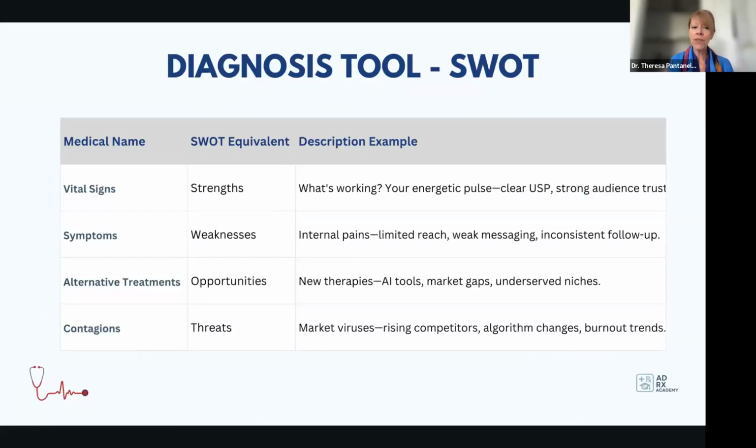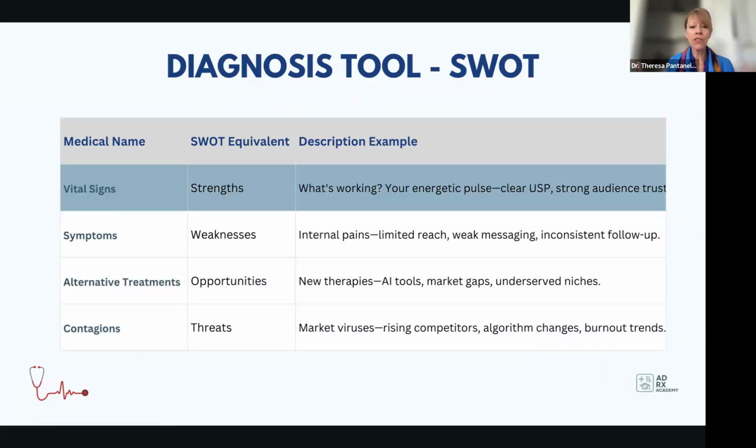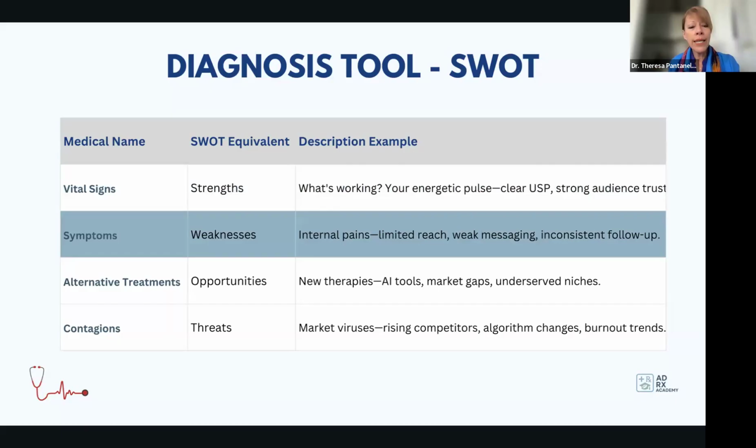I have the SWOT equivalent and then what I call the medical name for it. First, you've got your vital signs, the strengths. What's working? Is it your energetic pulse? Is it a clear USP? Is it strong audience trust? The vital signs. What's working for you? Like if you were to look at your landing page and you could put it through the diagnostic tool using the GPT, you could put your own landing page through that. What's working there? You could put it through. What's weak in there?